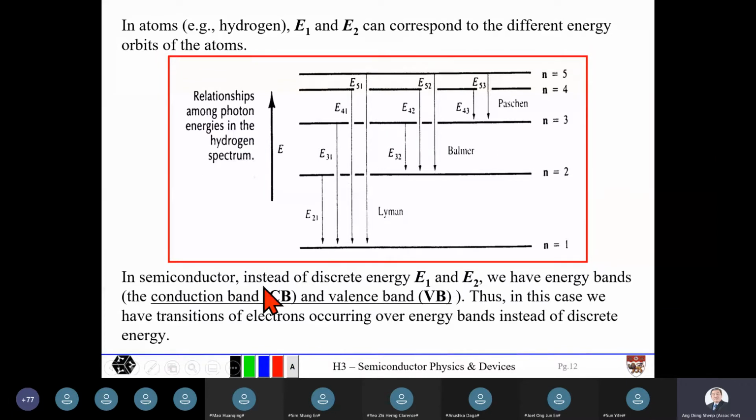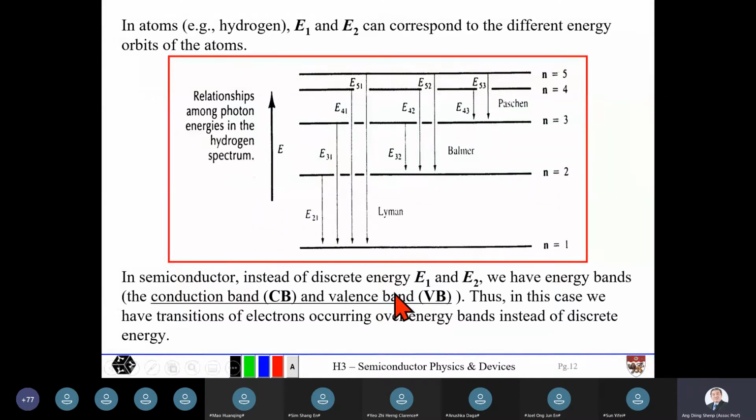Now, in semiconductors, instead of 2 discrete energy levels, we now know that there are energy bands. And the 2 most important energy bands are the conduction band and the valence band. Why are these 2 the most important? Because the conduction band is partially filled. Most of the time it is empty, and the valence band is partially empty. Most of the time it is filled.